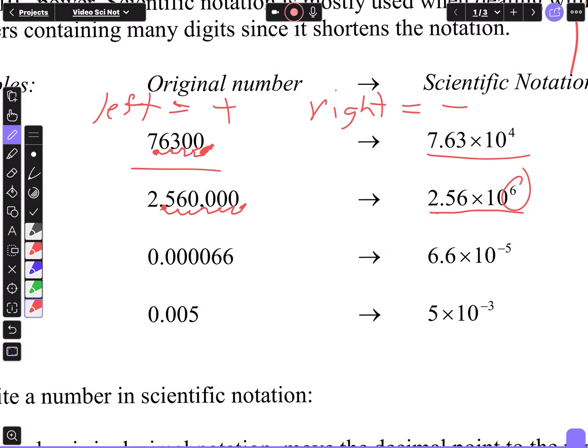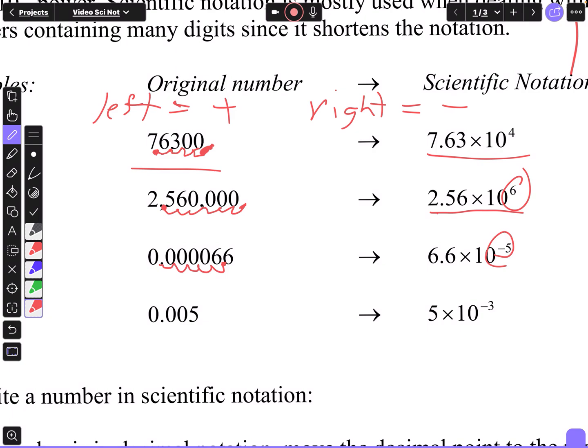Now, how about if we have a number that's a decimal, though? If we have a number that's a decimal, we're going to be moving that decimal to the right to put it in scientific notation. So if we look at 0.000066, I have to move my decimal to the right till I get to a number between 1 and 10. So I move it 1 place, 2, 3, 4, 5. Put my decimal, because 6.6 is in between 1 and 10. And that number becomes 6.6 times 10 to the negative 5, because I moved 5 places to the right.